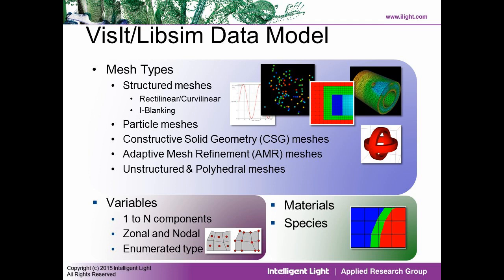And then we have support for different kinds of scalars and vectors that can live on those meshes, and they can range anywhere from 1 to n components. And then there is also support for things like materials and species, which you might find in codes doing chemical reactions.